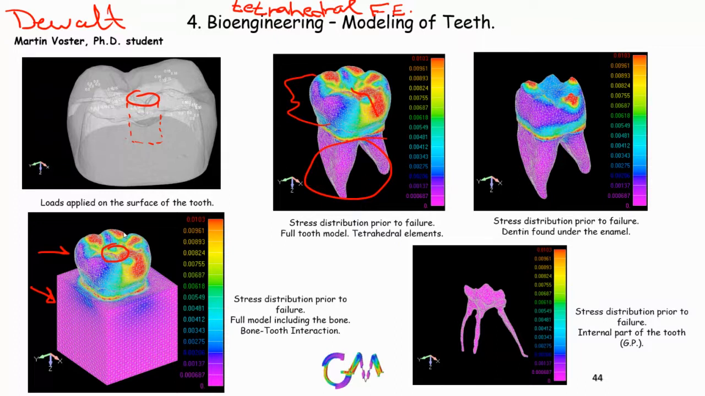Compressive test in a lab. Exactly. Take a tooth, break it, you get your values: Young modulus of elasticity, ultimate uniaxial compressive strength, tensile strength, and so on. Same thing, right?